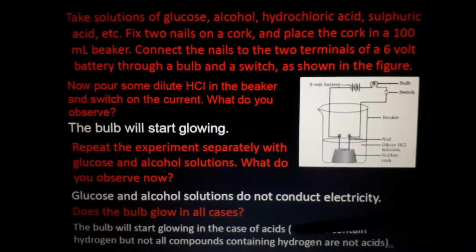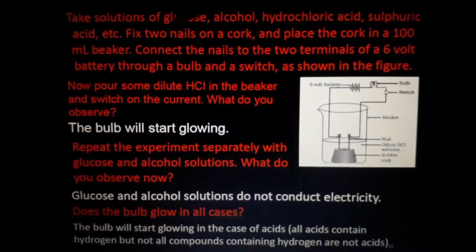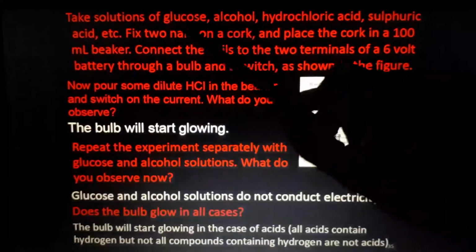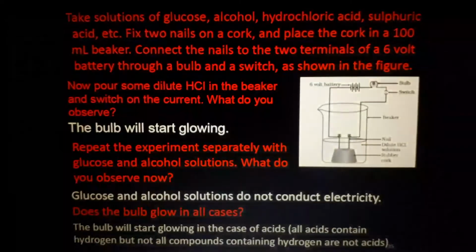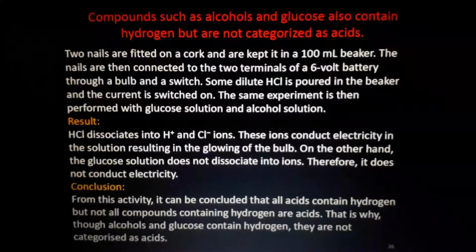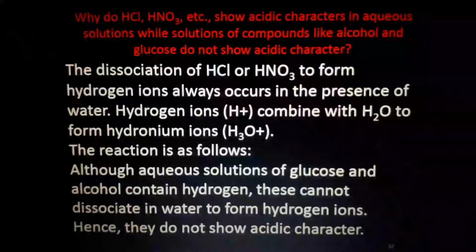But you must know that glucose contains hydrogen, alcohol contains hydrogen, and all the acids contain hydrogen in it. But from the presence of hydrogen in a solution we cannot conclude that they are acidic in nature, because they won't release hydrogen ions when reacting with water. Only acids have the property of releasing this hydrogen ion whenever they react with water. This is the definition for that.